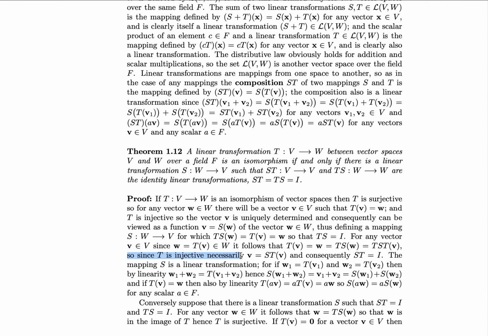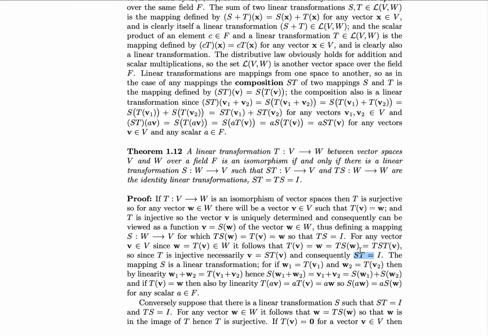Since T is injective, it is necessarily the case that V is equal to ST of V. That is because you only have one defined thing: T of V, and then we have T of ST of V. So ST of V has to be whatever you put inside of V, since T is injective. Therefore, since V is equal to ST of V, ST is equal to I. So we've proven that TS and ST are both the identity maps on their respective spaces.